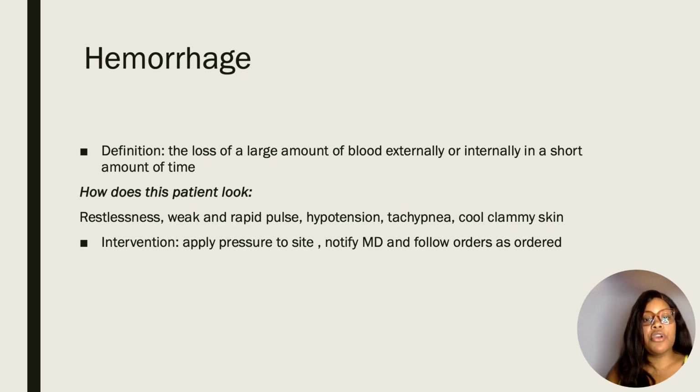Alright, so the next one is a hemorrhage. A post-op hemorrhage is a loss of a large amount of blood, externally or internally, in a short amount of time. So what does this patient look like? If they are bleeding externally, then we're able to see that, right? But internally, the signs and symptoms that tell us the patient is bleeding on the inside are that the patient will complain of restlessness. They would have a weak and rapid pulse and hypotension. So remember shock, right? Tachycardia and hypotension. They could have tachypnea, and they will have cool or clammy skin.